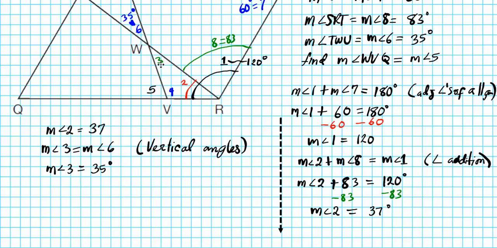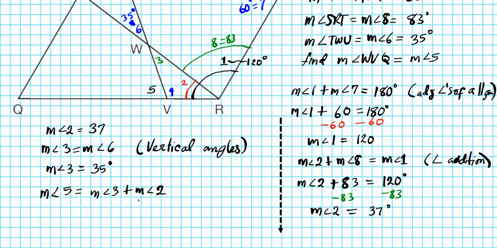What is the relationship between 3, 2, and 5? The exterior angle is equal to the sum of the interior opposite angles. Okay, so measure of angle 5 is equal to measure of angle 3 plus measure of angle 2.